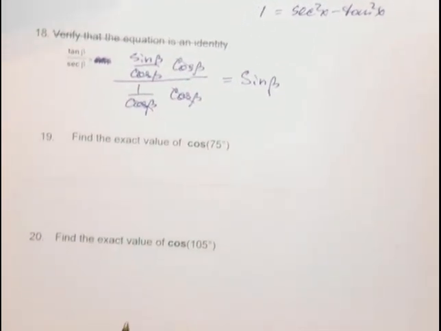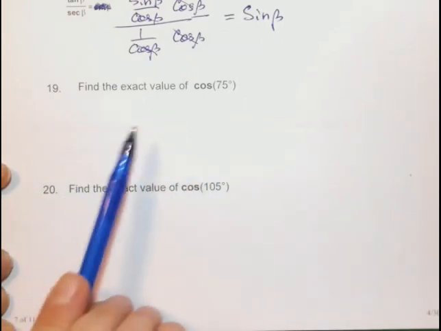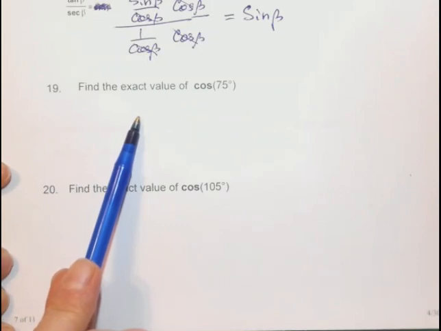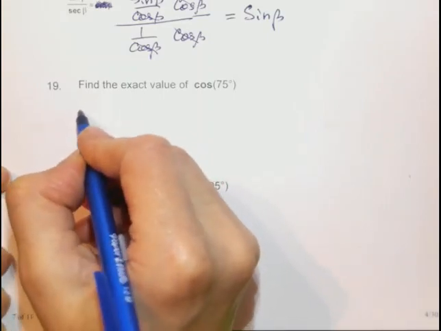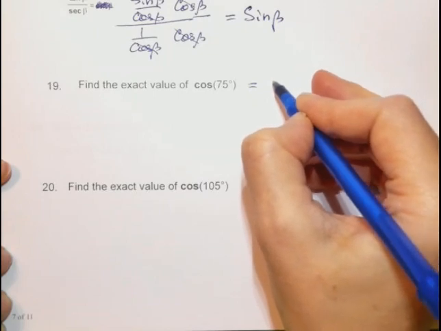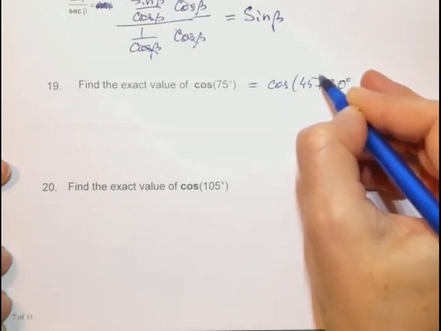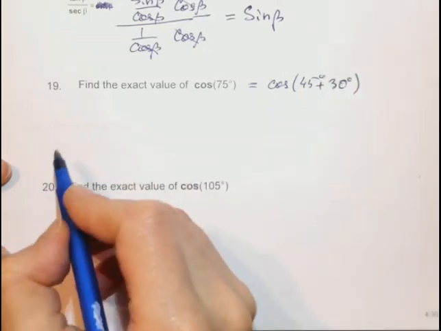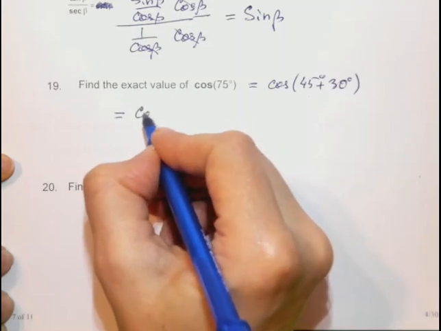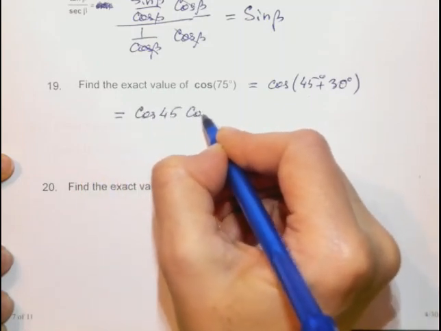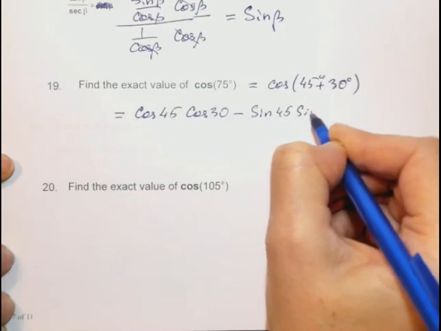Find the exact value of cosine 75 degrees. Here we can use either the cosine of sum identity or the cosine of half angle. It must be identified in the problem what to use. So we can represent 75 as a sum: cosine of 45 plus 30 degrees. Both angles 45 and 30 are on the unit circle, so easy to find. Cosine of sum is cosine of the first, 45, times cosine of 30, minus product of sines, sine of 45 times sine of 30.